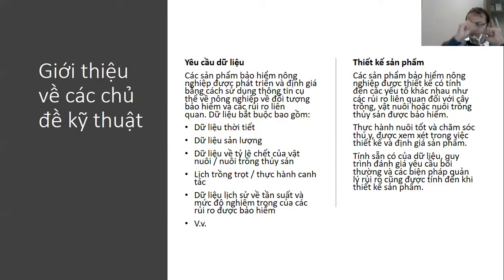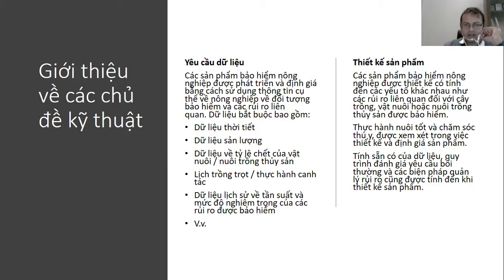So firstly, on the data requirements, for all these different types of products that we've been talking about, which are in scope in Vietnam: the rice insurance, the livestock insurance, and aquaculture insurance. What type of data is required by the insurance companies, or by any service provider, in order to develop these types of products? So there's a number of different types of data required.